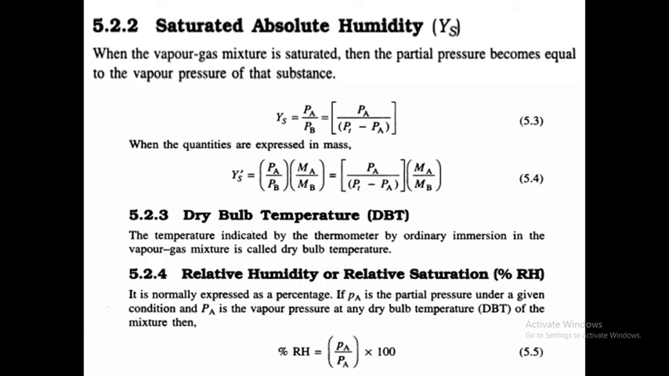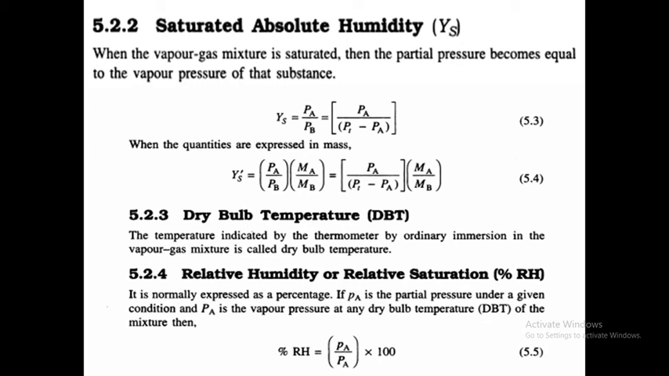It is defined as the ratio between partial pressure to vapor pressure at any dry bulb temperature of the mixture. Percentage RH is equal to small pa divided by capital Pa into 100. Here small pa is equal to partial pressure under a given condition. Capital Pa is equal to vapor pressure at any dry bulb temperature of the mixture. Are you clear or not?